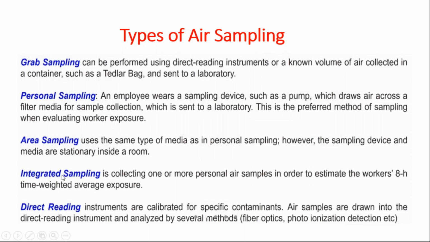And then there is integrated sampling. In integrated sampling, we collect a number of readings, a number of samples. The most common example is the time weighted average of noise, where we get a reading at 8 o'clock, then 9 o'clock, 10, 11, 12. At different times, we get different readings. Then we calculate the time weighted average. This type of sampling is called integrated sampling, where we get a time weighted average at the end.